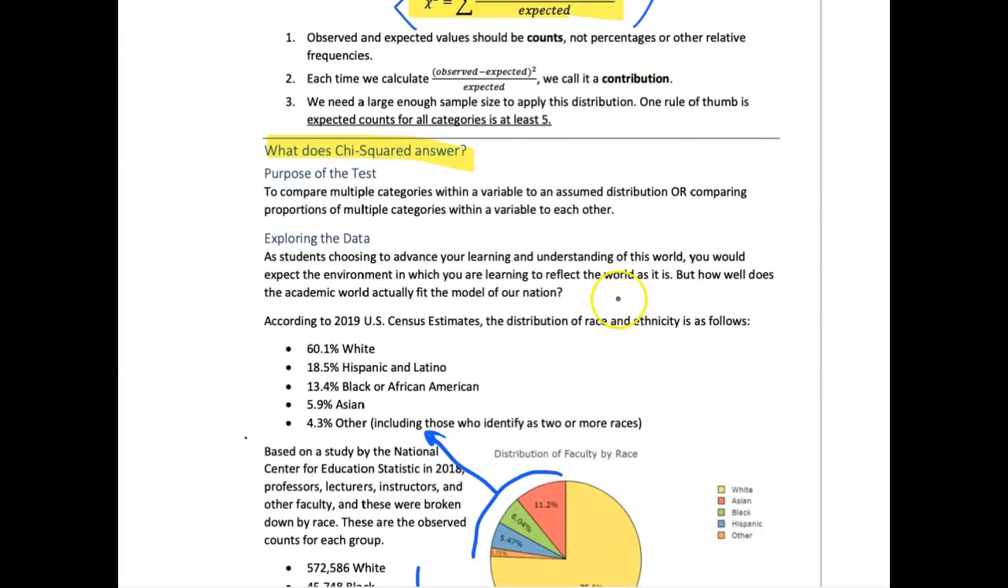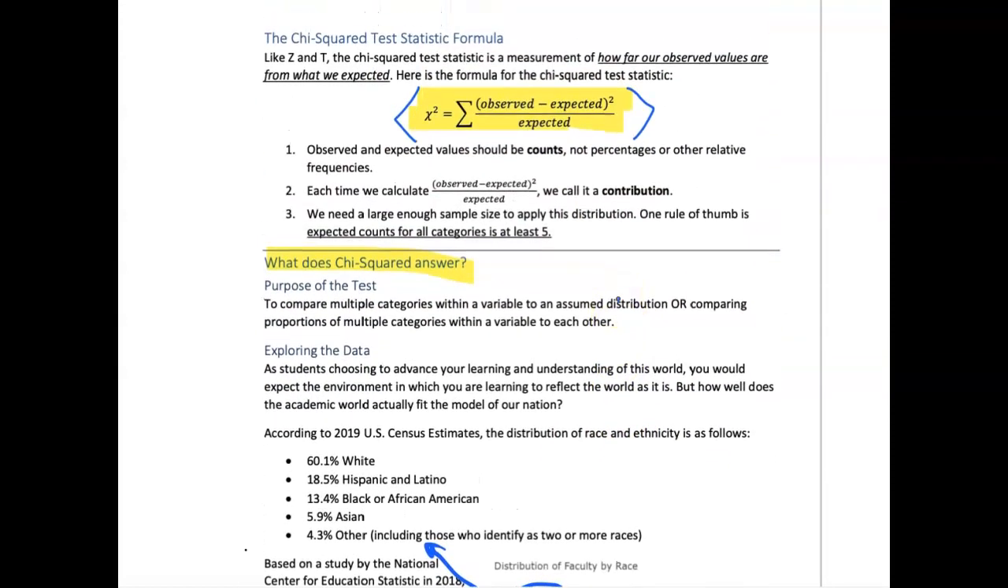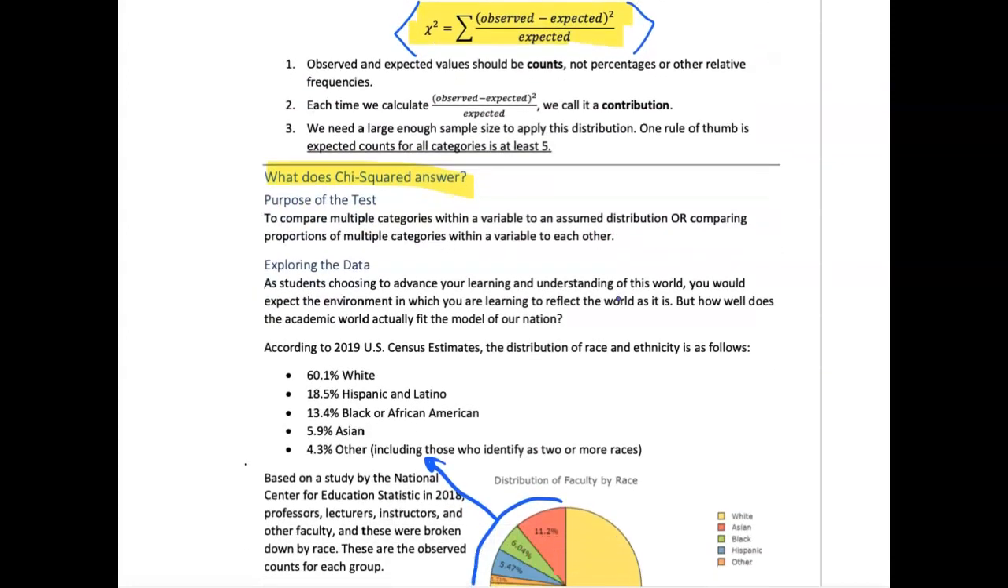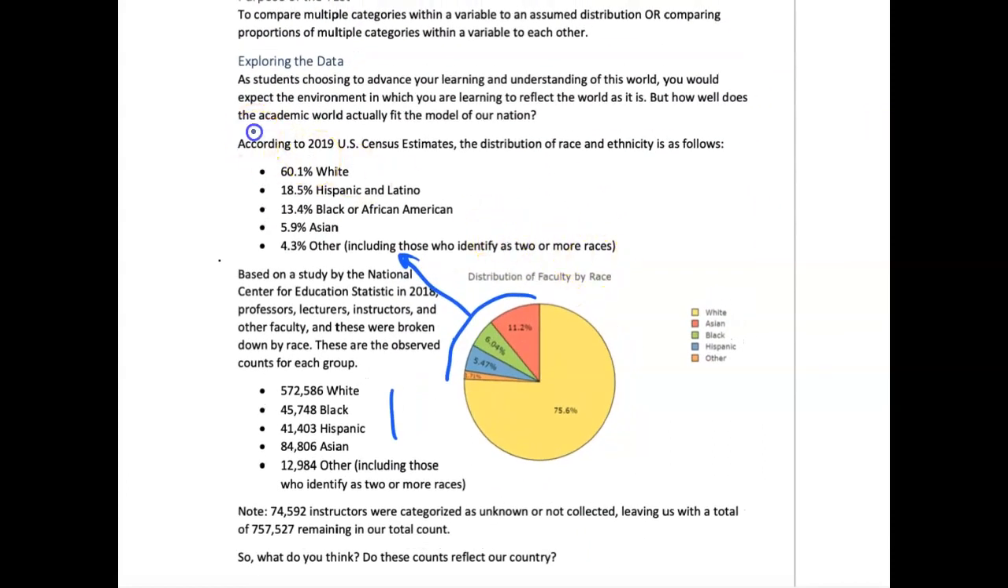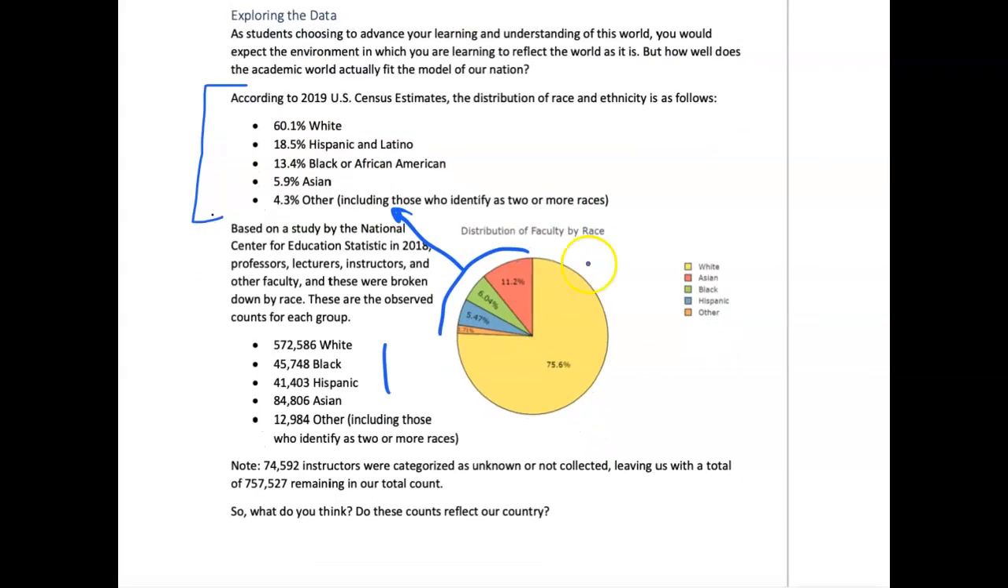And so what answer does a chi-squared test give us as we analyze some data? So we start off with a graph here, and so it starts off with according to census data. So this is information based on the 2019 census, the distribution of race, okay? And then we compared that distribution with the distribution of professors, lecturers, or instructors in colleges. And we have certain values, the numbers. We could have the percentages or the values. You can see both here.